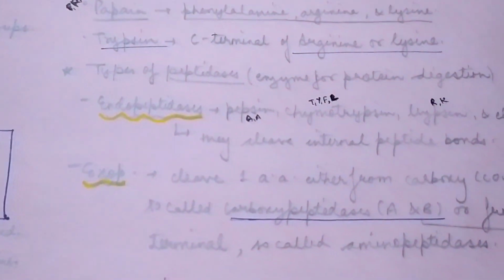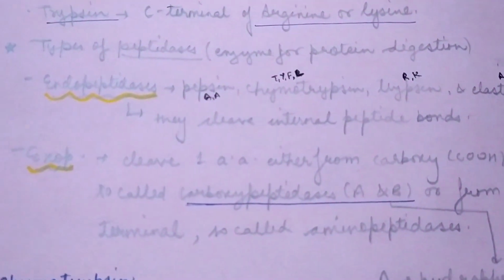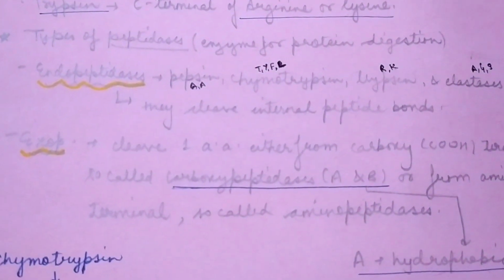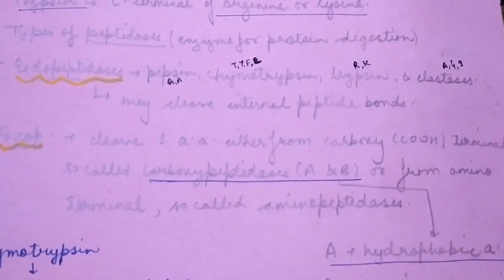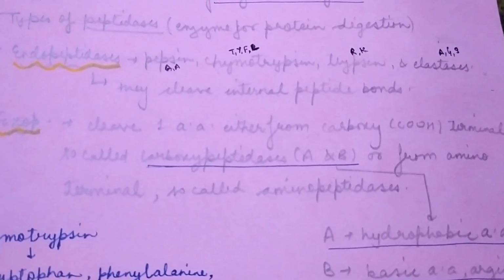So basically there are 2 types of peptidases, the enzymes for protein digestion: endopeptidases and exopeptidases. Endopeptidases are pepsin, chymotrypsin, trypsin, elastases. They cleave internal peptide bonds. And exopeptidases are the ones that cleave amino acids either from the carboxy, COOH terminal, so-called carboxypeptidases A and B, or from the amino terminal, so-called aminopeptidases.